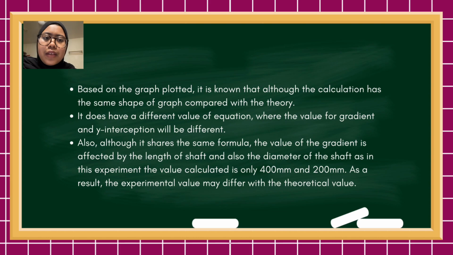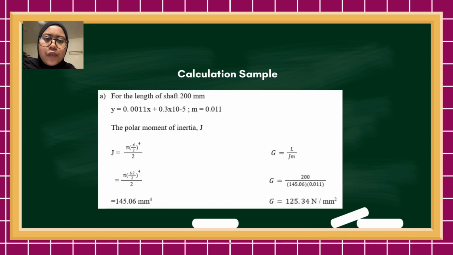So as a sample of calculation, the first one is aluminium. For the shaft length of 200 mm, we get a linear equation y equals 0.011x plus 0.3 times 10 to the power of negative 5, where m is 0.011. And for the polar moment of inertia J, we calculate J equals pi times diameter over 2 to the power of 4, over 2. So pi times 6.2 over 2 to the power of 4 divided by 2, and we will get J as 145.06 mm to the power of 4.